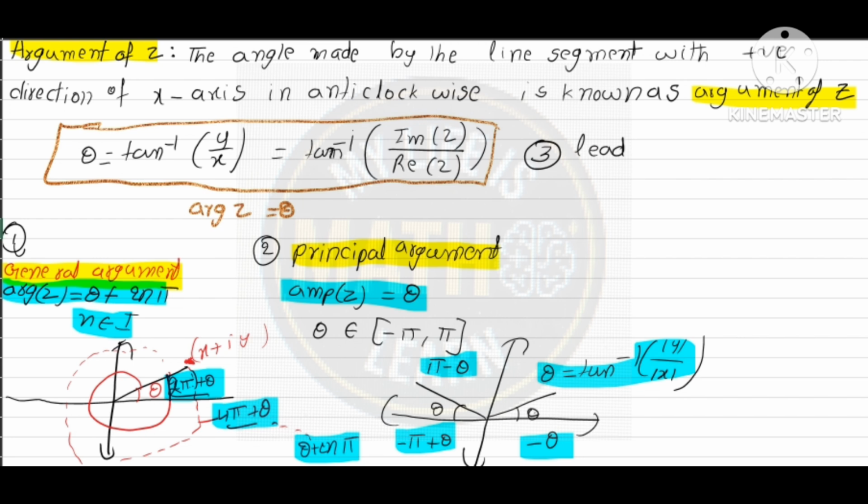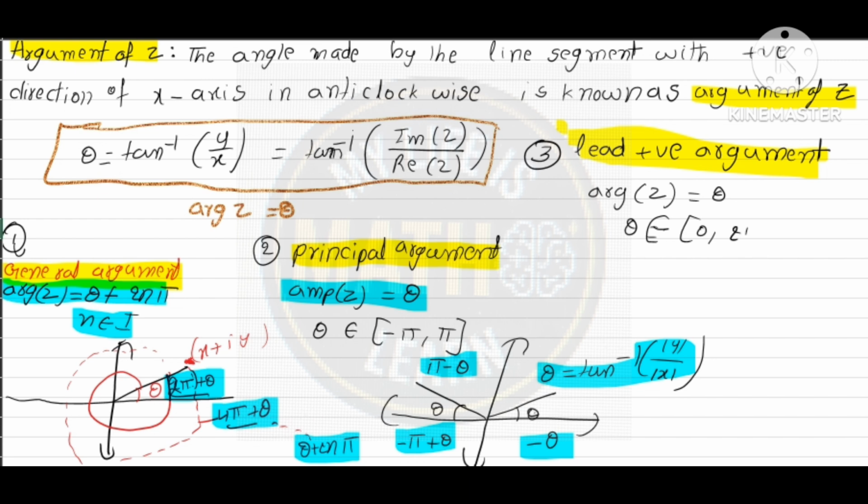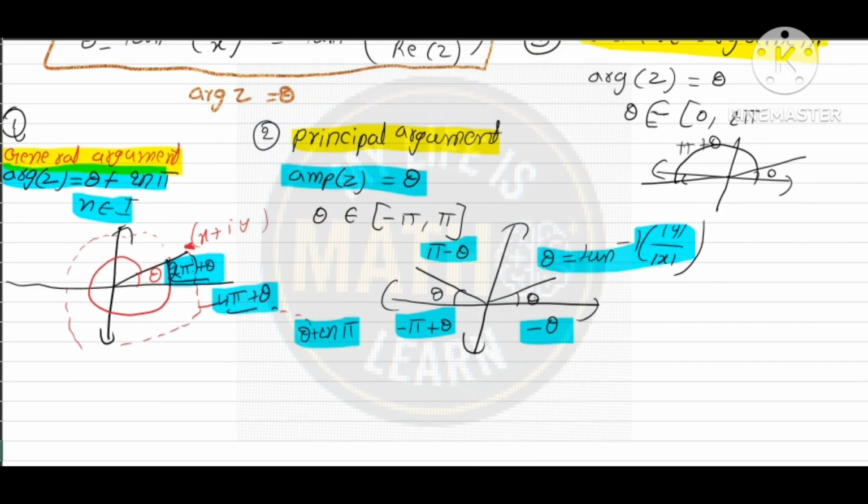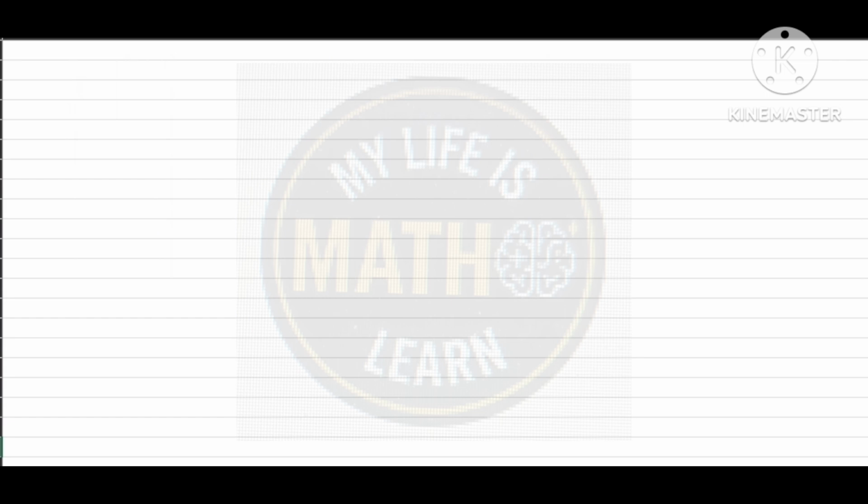Least positive argument: arg z is equal to theta, where theta belongs to the closed interval 0 to 2 pi. Here the first and third quadrants are positive, and the second and fourth quadrants are negative. So we can consider the least positive argument as 0 to 2 pi. It's enough.